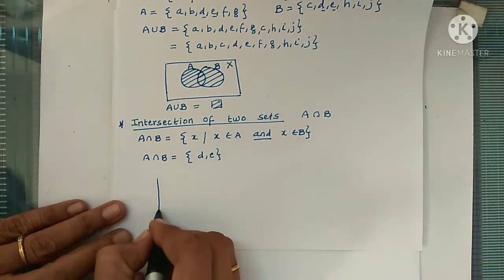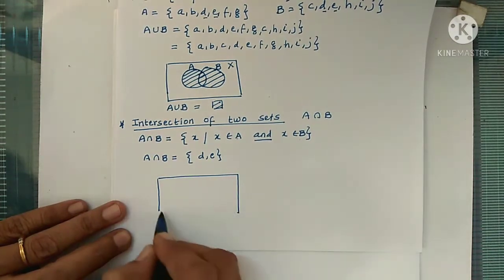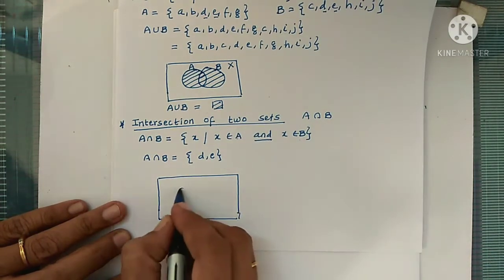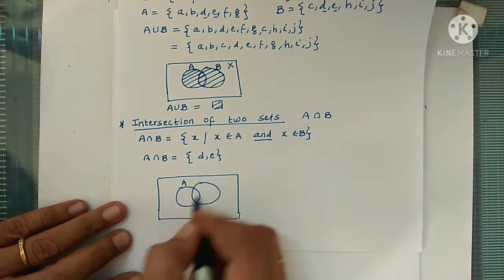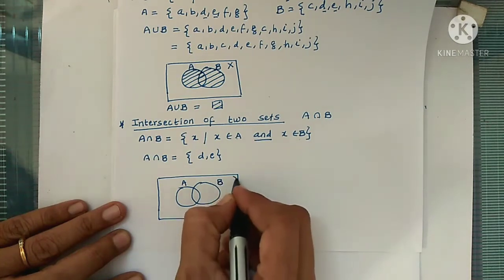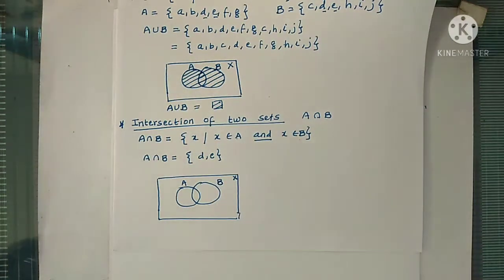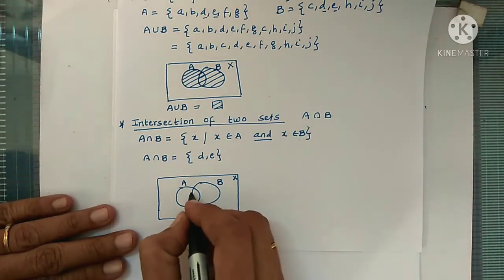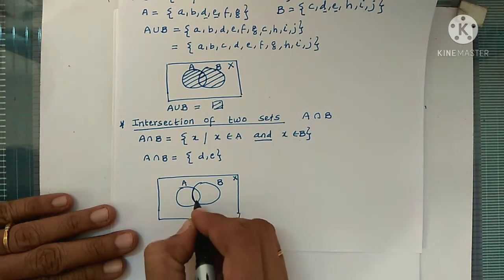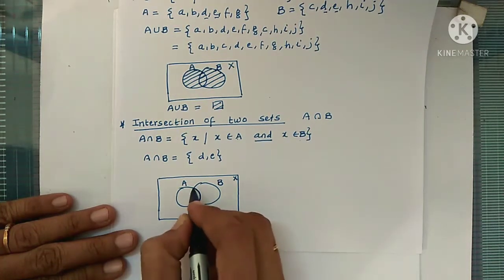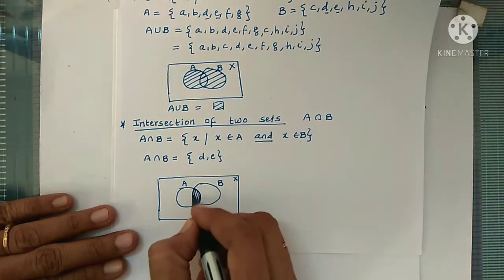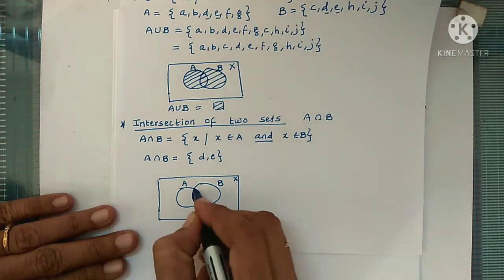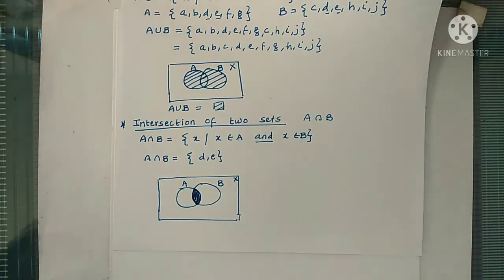So if we want to draw a Venn diagram for intersection, then for A intersection B, if this circle represents set A and this circle represents set B and this rectangle represents set X, the universal set, then A intersection B is the common portion of A and B. You can see this part lies in circle A as well as in circle B. So this portion is A intersection B. So A intersection B is the common portion of A and B.